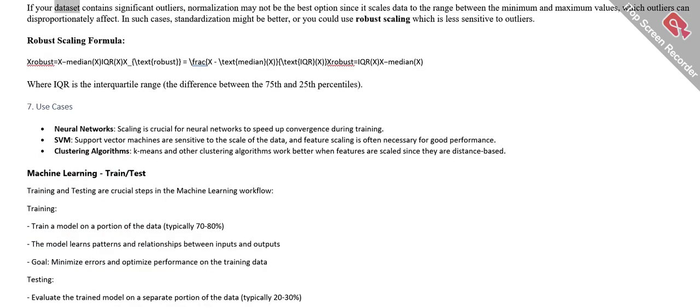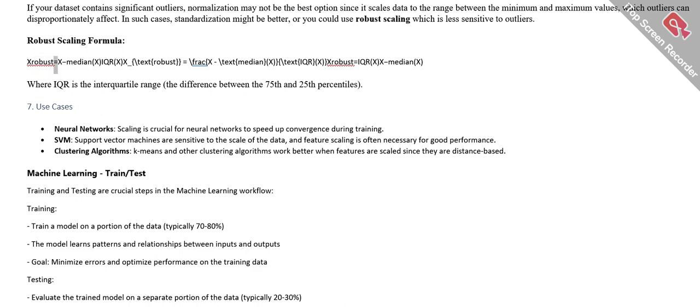6. Handling outliers. If your dataset contains significant outliers, normalization may not be the best option since it scales data to the range between the minimum and maximum values, which outliers can disproportionately affect. In such cases, standardization might be better, or you could use robust scaling, which is less sensitive to outliers.